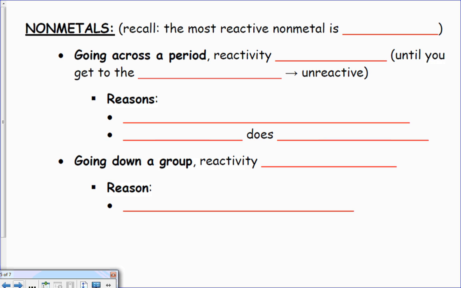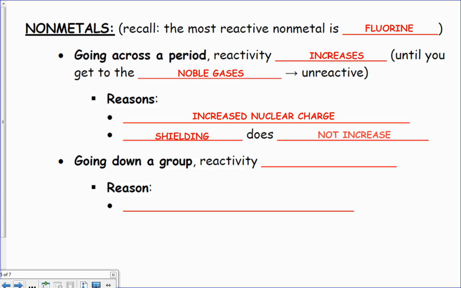Now, of course, nonmetals are not metallic. Our most reactive one is fluorine, and that is because it wants that electron so much more than any other of our nonmetals. As I go across the period, my reactivity is going to increase. And it's until I get to, of course, the noble gases, because they are unreactive. The kings and queens do not like to hang out with common folk like me. Of course, the reason is increased nuclear charge. As I'm going across from left to right, I do not have any shielding variation. I have the same number of energy levels.